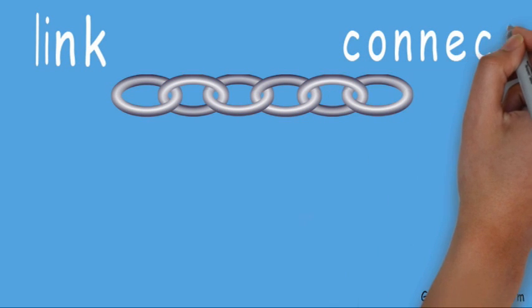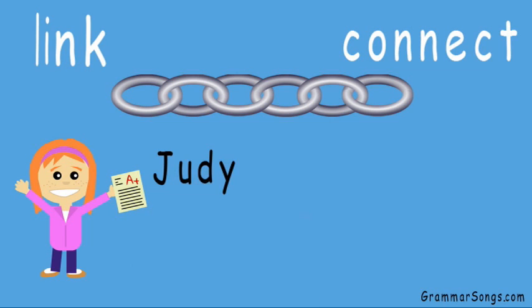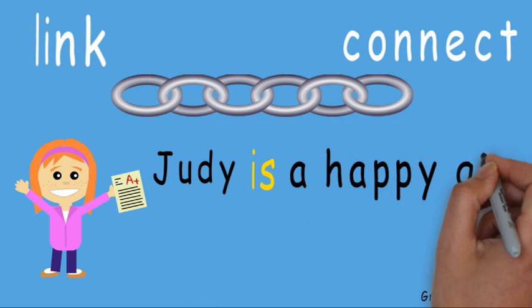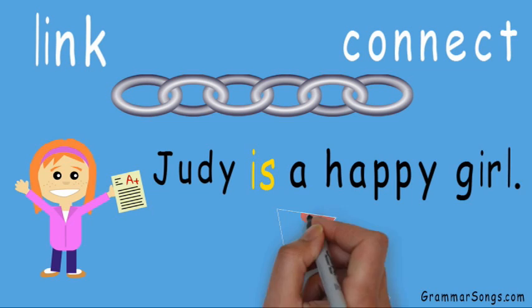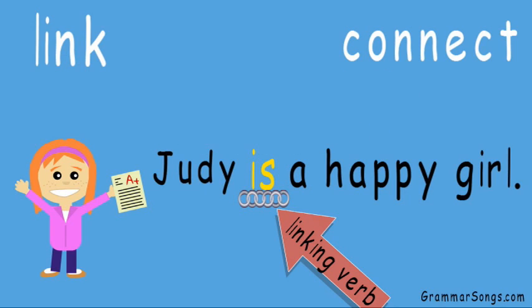To link means to connect. Linking verbs simply connect who or what the sentence is about, like Judy, for example, to other information. Judy is a happy girl. Notice the linking verb isn't doing anything. Neither is Judy. Linking verbs simply connect the subject to more information about the subject, providing more information for the reader.